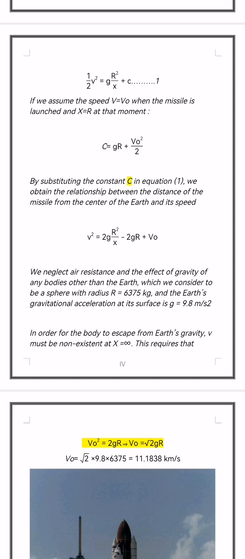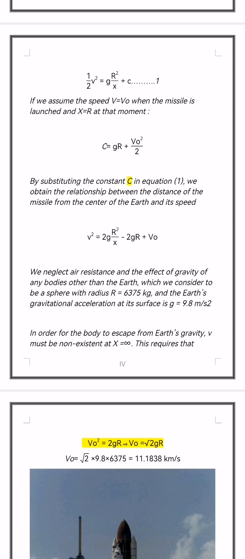If we assume the speed v equals v naught when the missile is launched and x equals R at that moment, then c equals minus gR plus v naught square divided by 2. By substituting the constant c in equation 1, we obtain the relationship between the distance of the missile from the center of the Earth and its speed. v square equals 2g multiplied by R square divided by x minus 2gR plus v naught square.